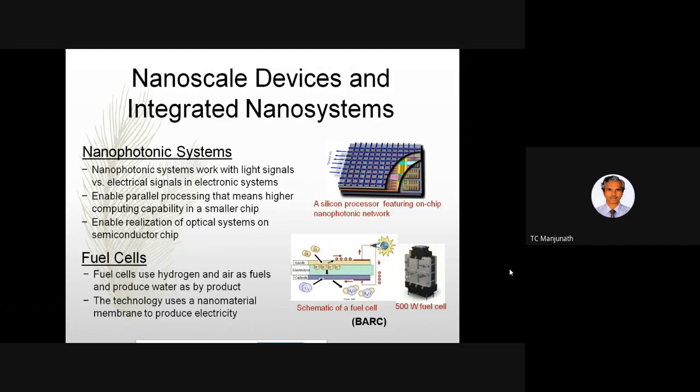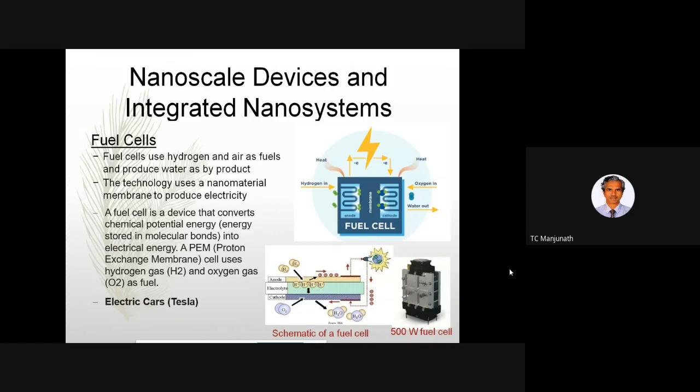If you see the Tesla car, which was released in the market last year, that entire Tesla car, which gives around 700 to 800 kilometers, is entirely built up with lithium ion cells and these fuel cells, which are made up of nano materials. Again, I'm extending that, I already told you, electric cars, Tesla. The fuel cells use hydrogen and air as fuels and produce water as a byproduct. So this technology uses a nanomaterial membrane to produce electricity. Once electricity is produced, that is used to run a motor, and that motor is used for electric displacement.